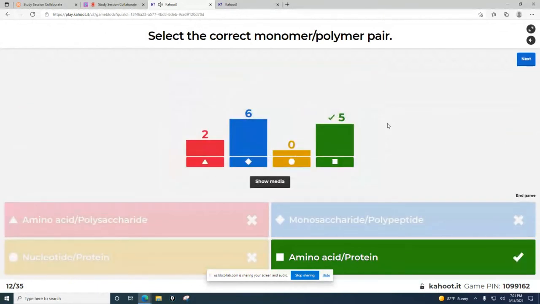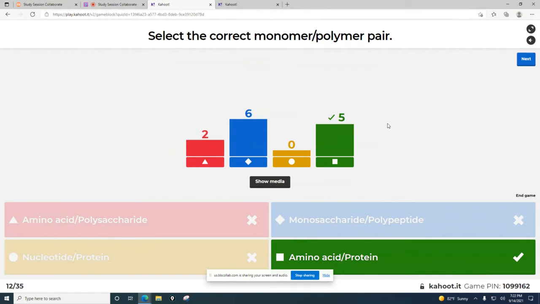Okay. So, there's a little bit of confusion, but that's okay, we can clear that up. What do I mean when I say monomer? Single unit, right? So then a polymer is multiple units, right? So basically pairing the correct one.